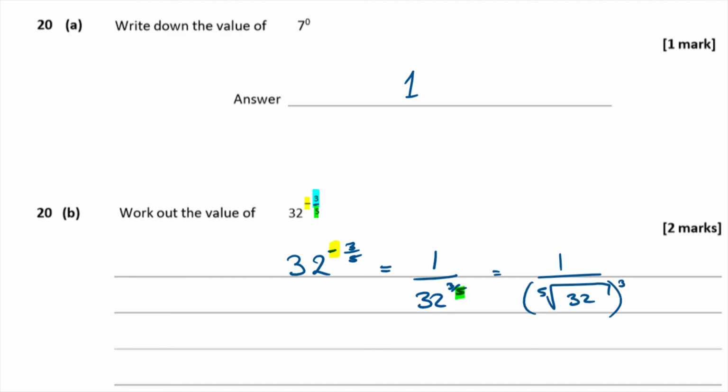Now, I'm pretty sure it's 2 because 2 times 2 is 4, times 2 is 8, times 2 is 16, times 2 is 32. So the 5th root of 32 is going to be 2. So that's a half, or 1 over 2 to the power of 3. So I've dealt with the negative sign, I've dealt with the denominator, just need to deal with the numerator now. 2 to the power of 3 is 8, so my final answer is 1 over 8.